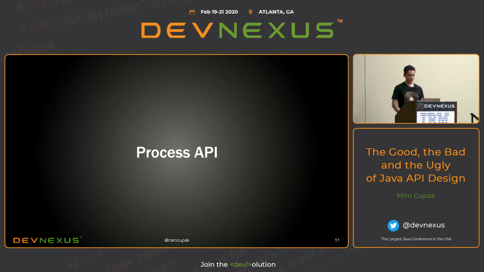And that brings us to the third part of the talk. And the third part is, of course, the process API.